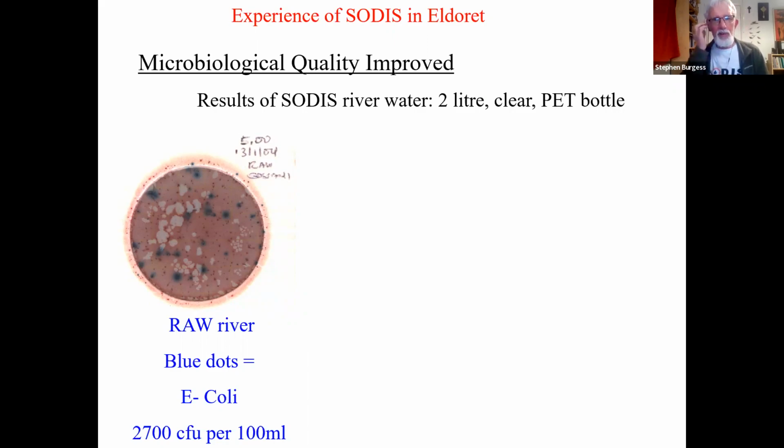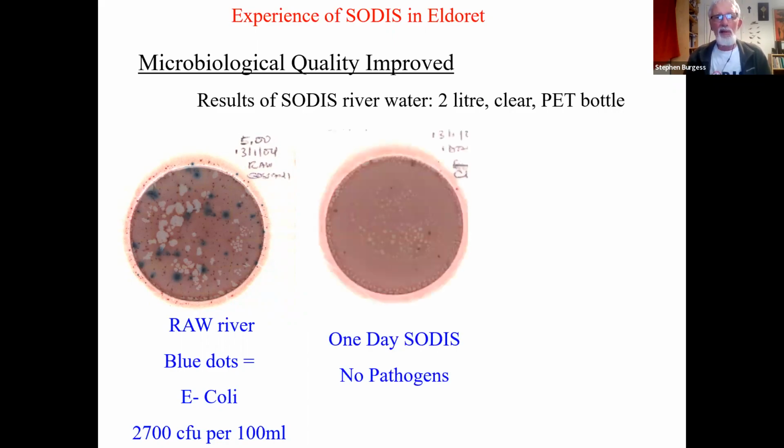And what you can see here is a test on some raw river water, and the blue dots indicate the number of fecal coliform. And after 1 day of SODIS on a sunny day, you can see that the blue dots have disappeared, which shows that the water is potentially safe for drinking. I say potentially, because it's a little bit more complicated than that. But what SODIS has done within 6 hours, 1 day of SODIS, is killed those pathogens which are harmful to human health.